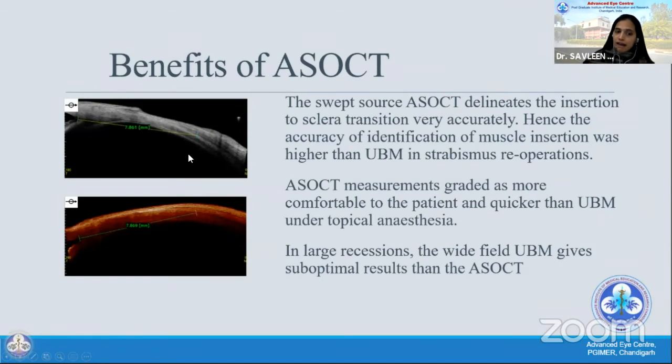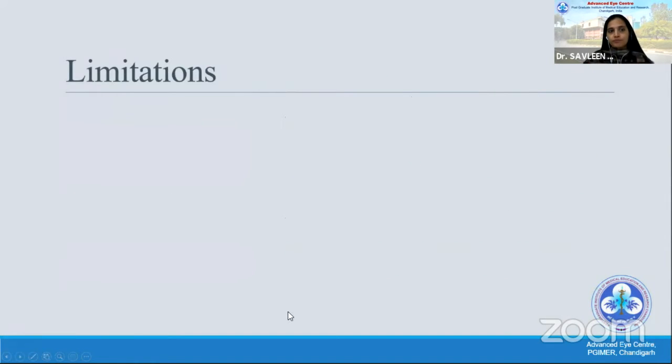So ASOCT also has different color modes. Sometimes you might not see it on the black and white mode, and you can see it on the color mode very accurately. Of course, ASOCT was graded as more comfortable to the patient in our studies, and in larger recessions also, the UBM was suboptimal.